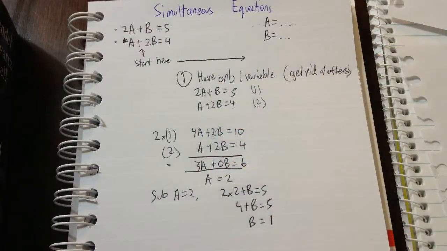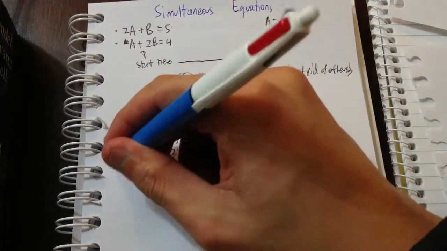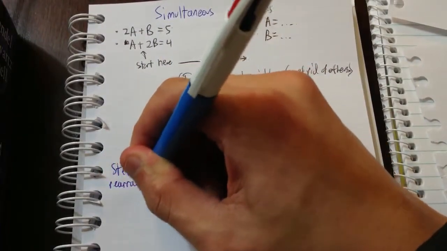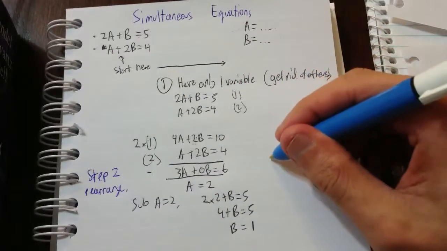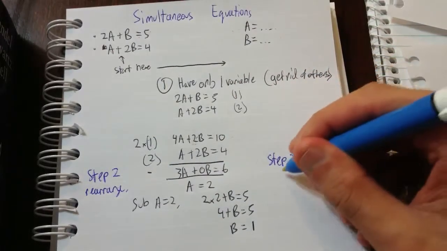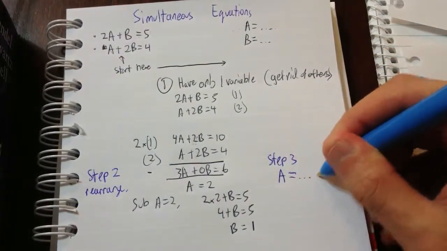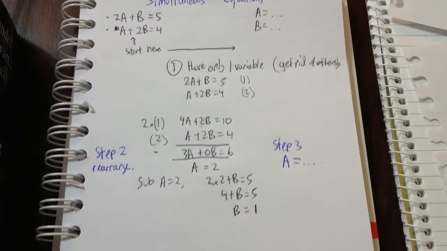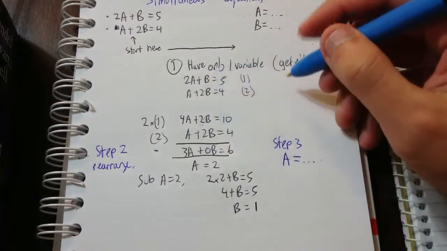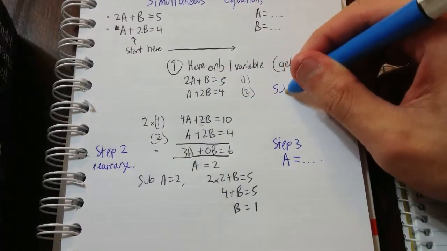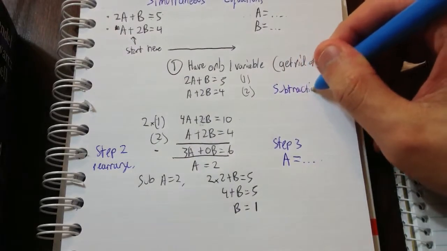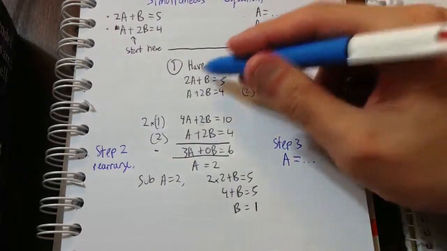I forgot to say step 2. Step 2, rearrange. And then, since this was the easy one, step 3 was the same part. Step 3, end up with a equals something. Okay? So that's kind of how you do it. And what we did here was we did a subtraction method. Yeah, subtraction. That's what we did. So I'm going to show you another method.